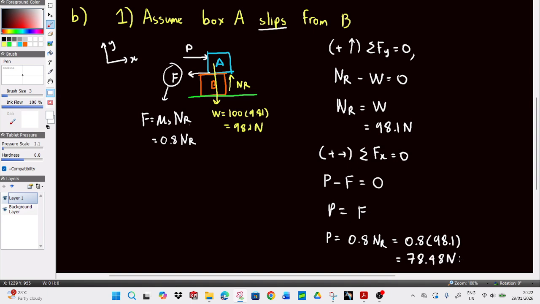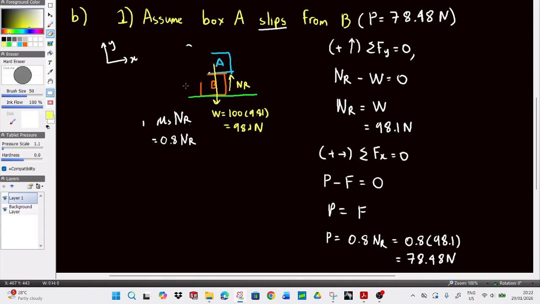78.48 newtons. So from our first assumption, what can we conclude? The answer is P equals 78.48 newtons. I'll just write it here. So that's the first assumption. And now let's compute for the second assumption, so let's erase that.